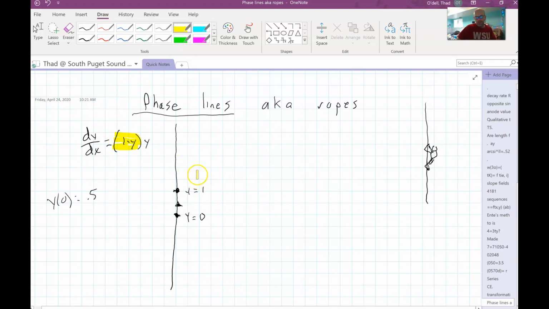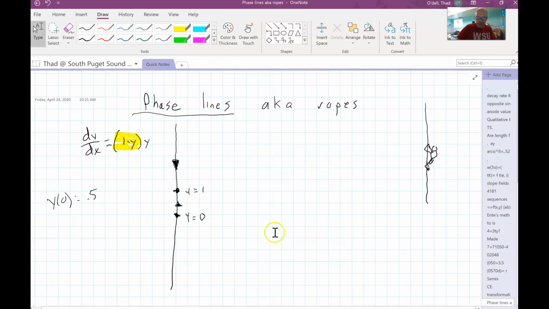But since I'm picking something bigger than 1, the y will be positive, so this will be a negative times a positive. So any y bigger than 1 is going to produce a negative slope, which means if the man starts up here somewhere, then he is going to go down. Okay? So if he starts between 0 and 1, he's going to be going up. If he starts above 1, he's going to be going down as time progresses.